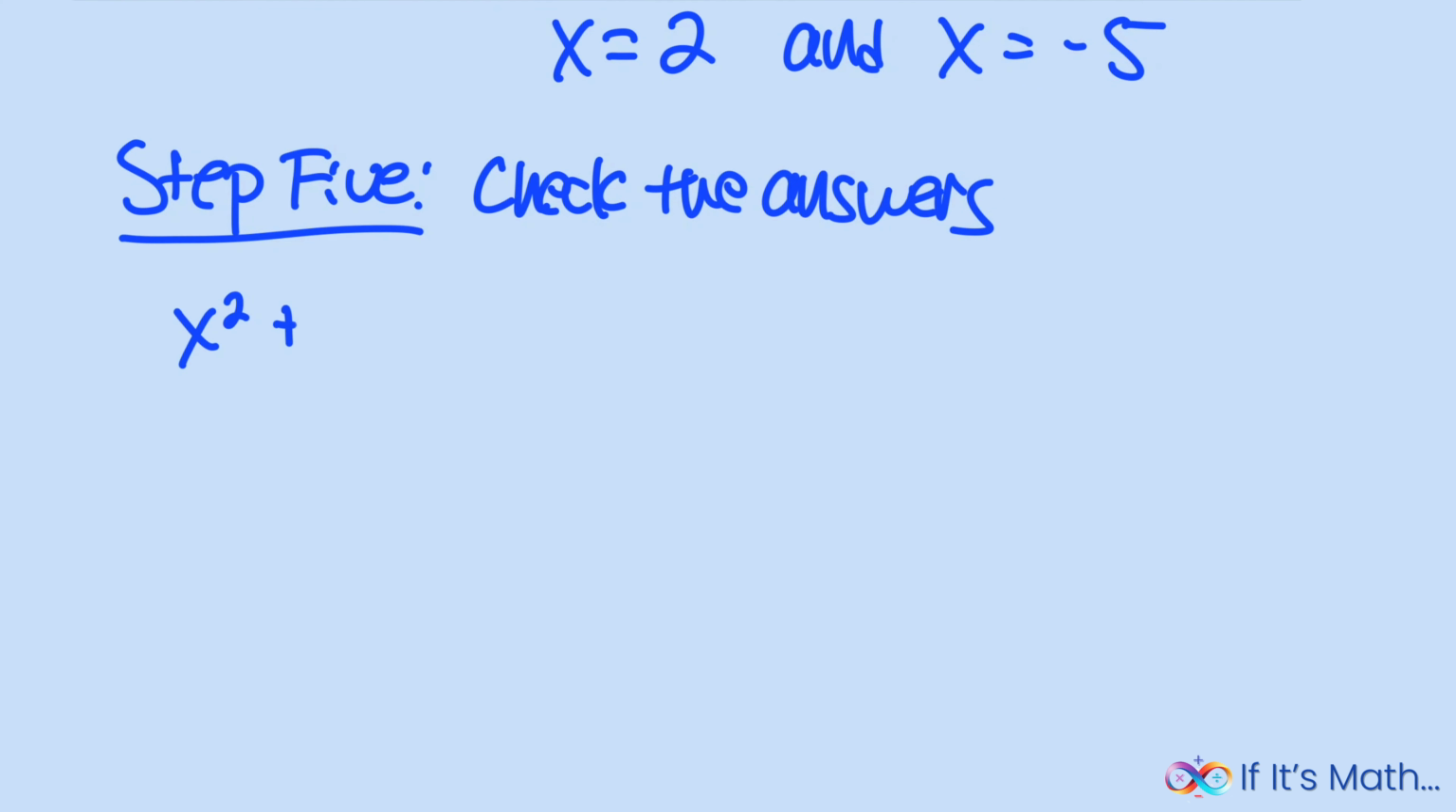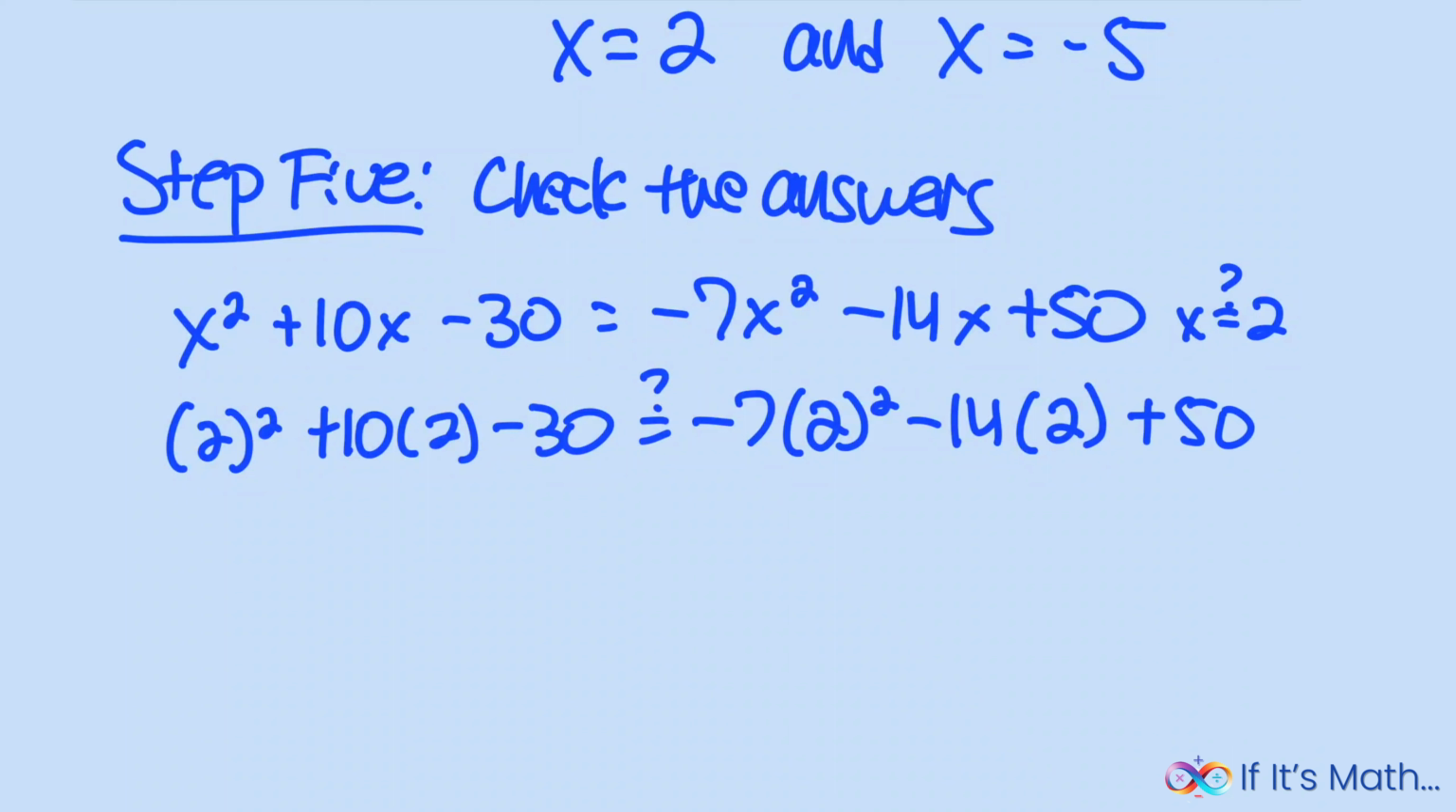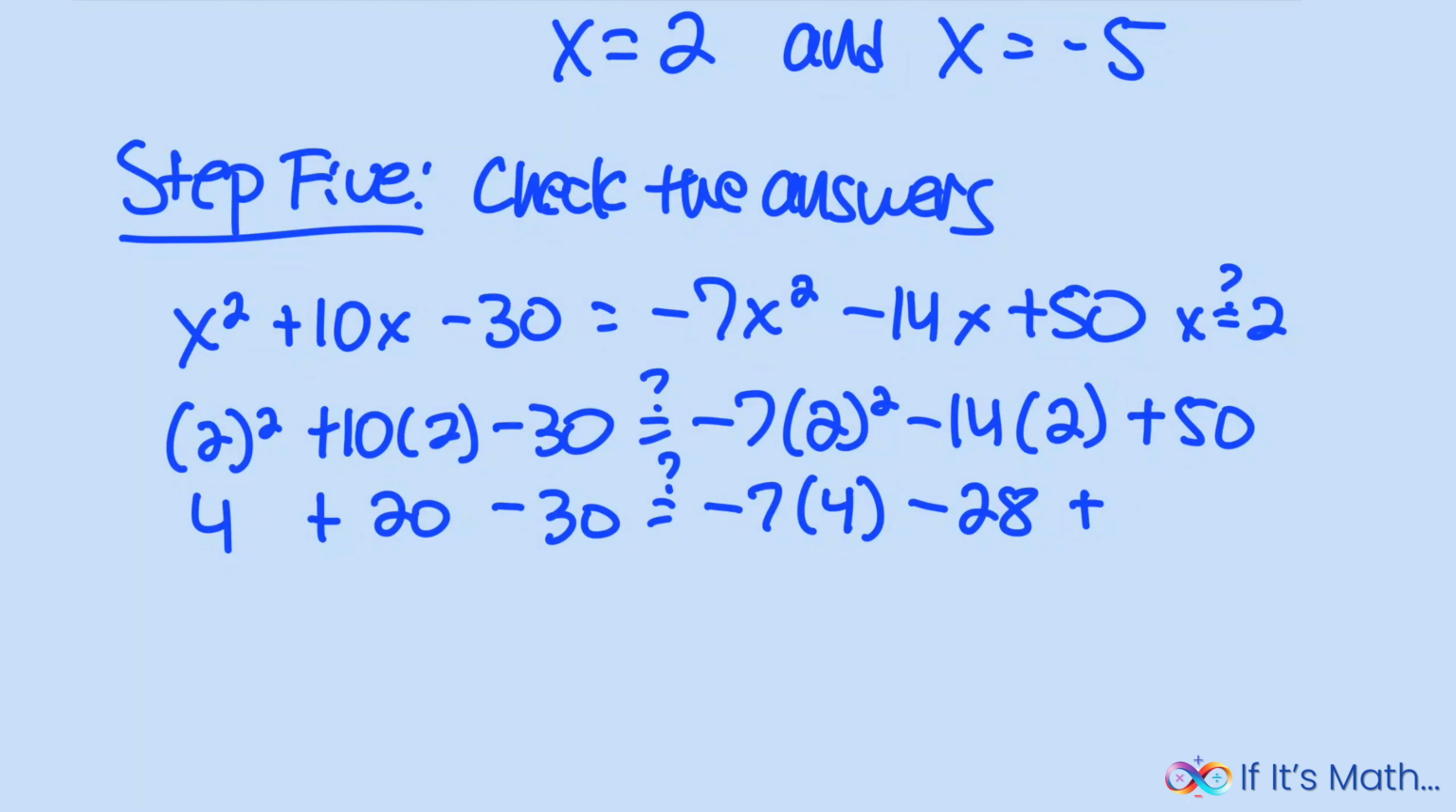So we had x squared plus 10x minus 30 equals negative 7x squared minus 14x plus 50. So we're going to check first, does x equal 2? So 2 squared plus 10 times 2 minus 30, does that equal negative 7 times 2 squared minus 14 times 2 plus 50? So 4 plus 20 minus 30, does that equal a negative 7 times 4 minus 28 plus 50?